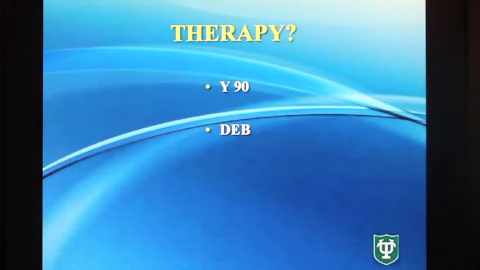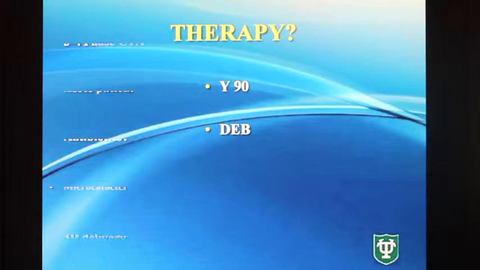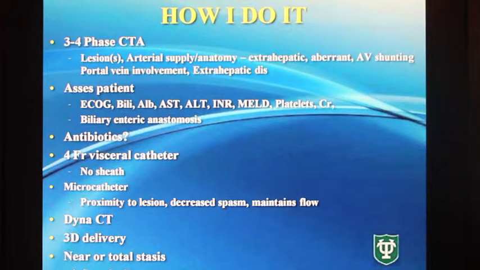Well, considering the extensiveness of the disease, two things that are possible are either Y90 or drug-eluting beads. In this case, we decided to go with the drug-eluting beads. So how do we do it?